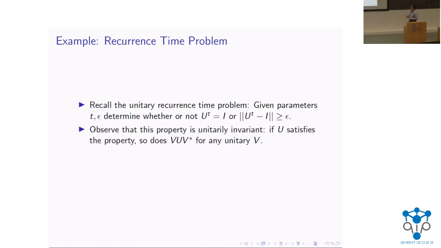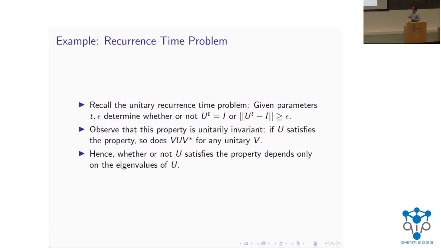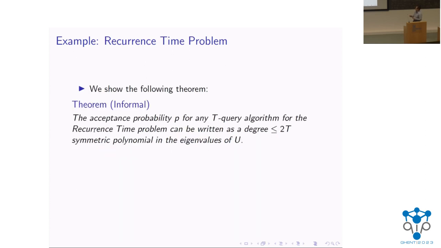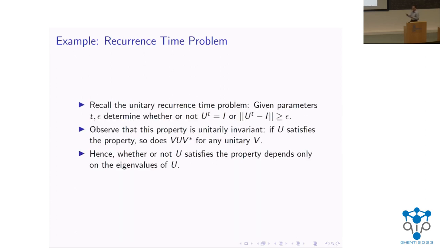For this unitary recurrence time problem, we notice that if I multiply the unitary by any V, I actually preserve that property. You can imagine taking VUV† squared, and then the V† and the V cancel in the middle. And so if U squared is equal to identity, then VUV† squared would also equal identity. So this gives us a nice symmetrizing property. So instead of being dependent on all the entries of U, we can only think about a polynomial in the eigenvalues of U. So that kind of gets us back to the classical case.